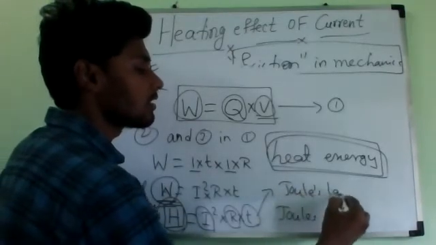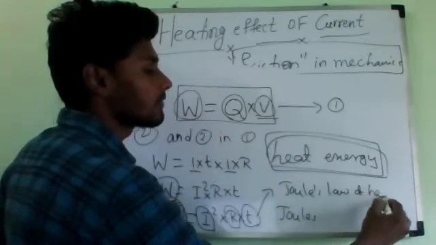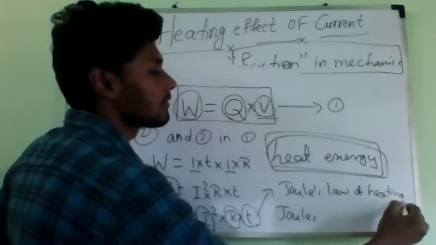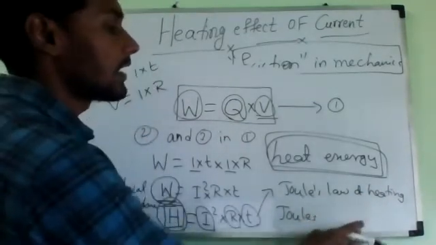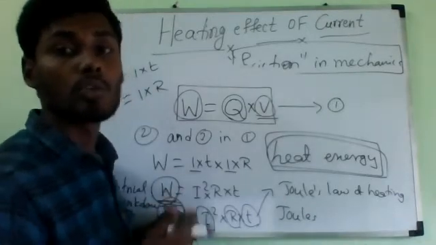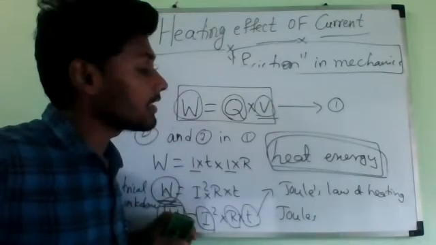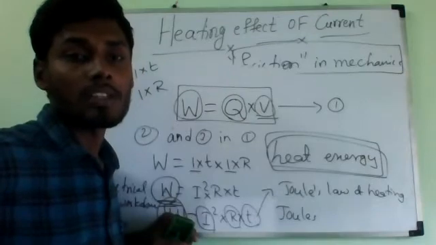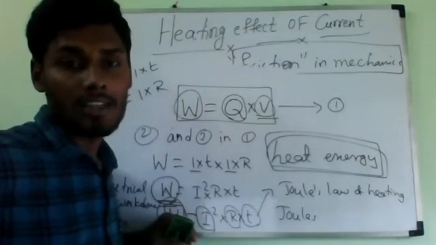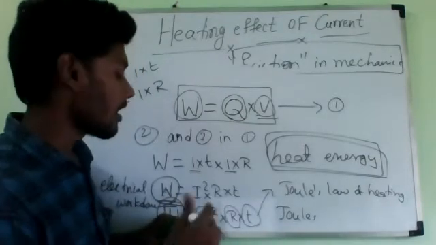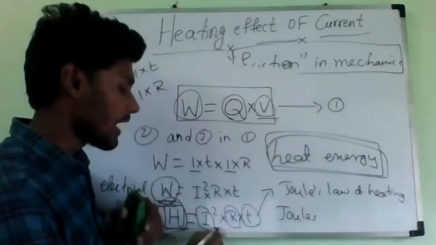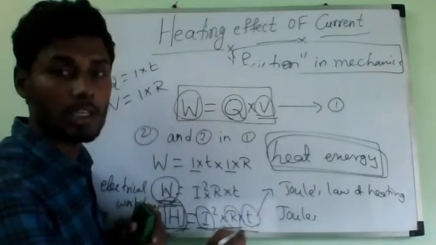Joule's law of heating. Understand? This is known as Joule's law of heating. So according to this law, what will it say? The heating is given by the formula H = I²RT.